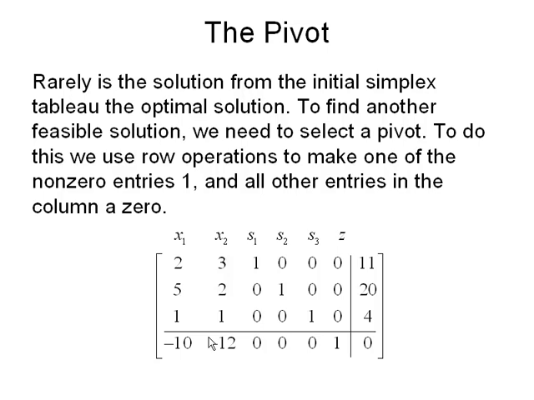So what we're going to do is select something called a pivot. To do this, we're going to use row operations to make one of the non-zero entries a 1 and all the other entries in that column a 0.